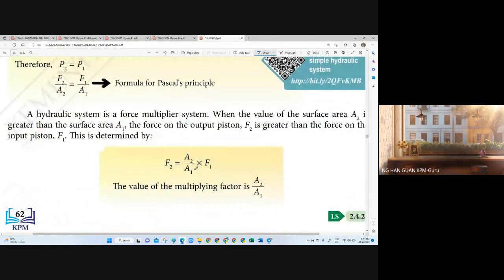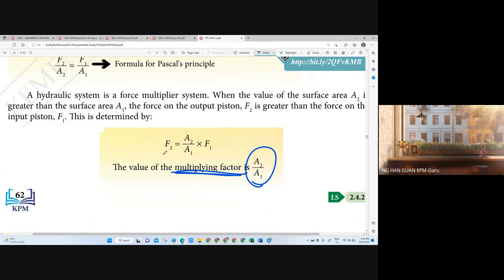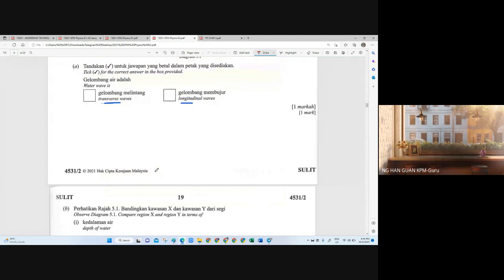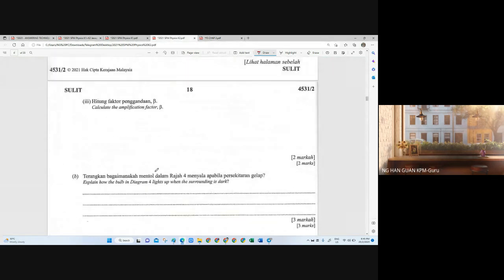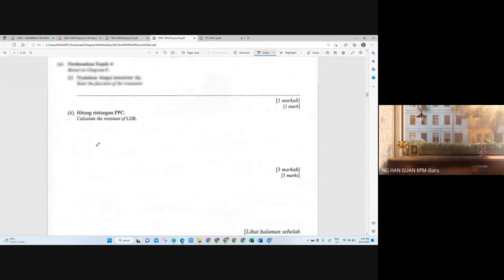Then one thing that you have to know: A2 over A1, we call it the multiplying factor. A2 over A1, the multiplying factor. If I'm not wrong, last year a question was asked about some terms. I don't know what factor they asked already.